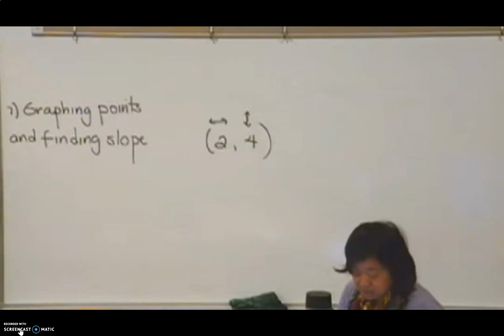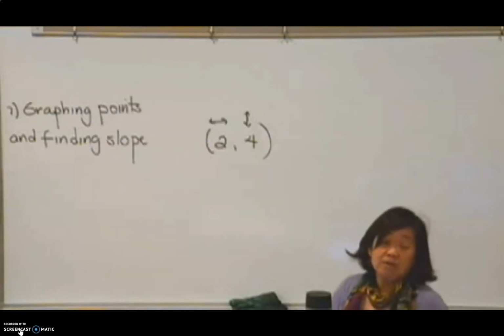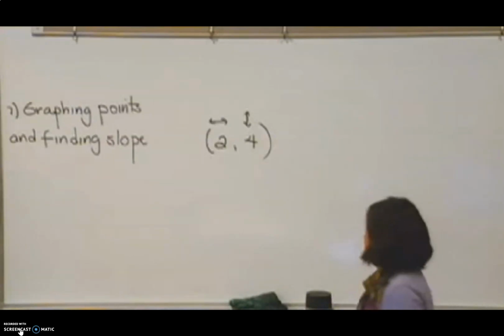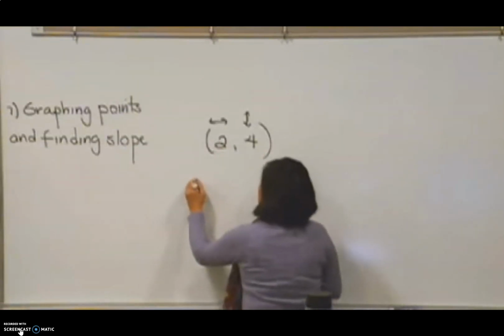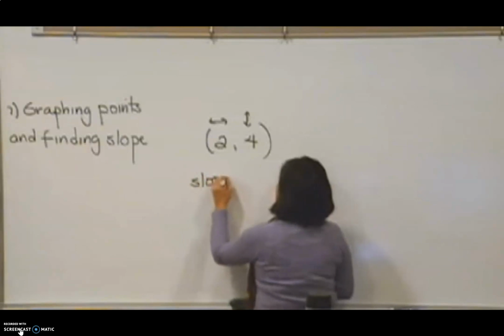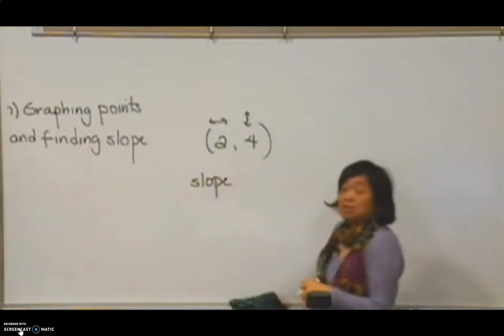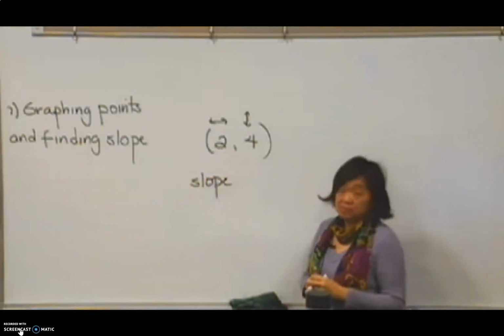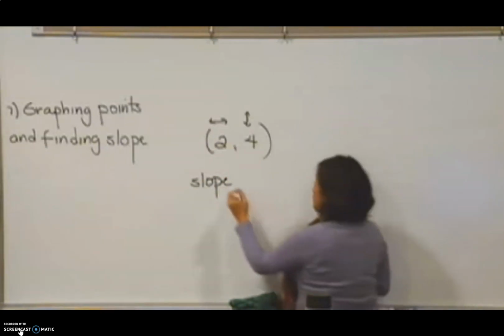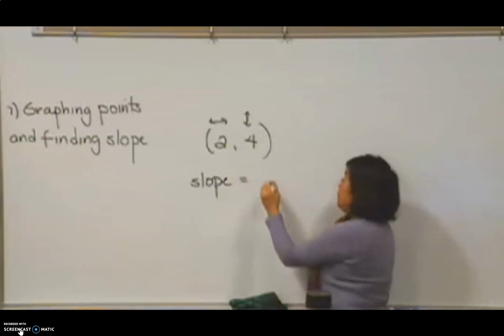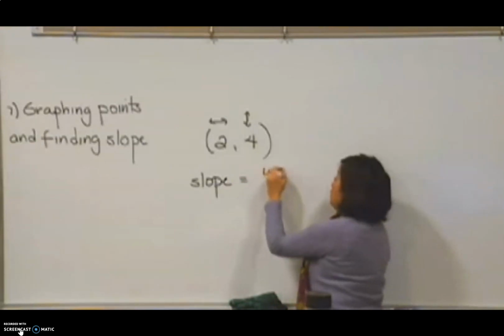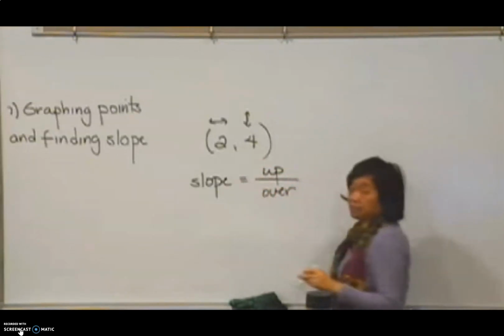The second thing I'd like to review in this video is how to find the slope of a line. The slope of a line is a number that tells how steep a line is. The higher the number, the steeper the line. In the definition of slope, there's many that are used, but the one that I think is easiest to remember is you're going to count how far the line goes up and how far the line goes over.